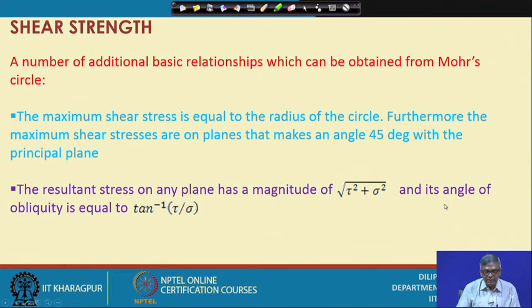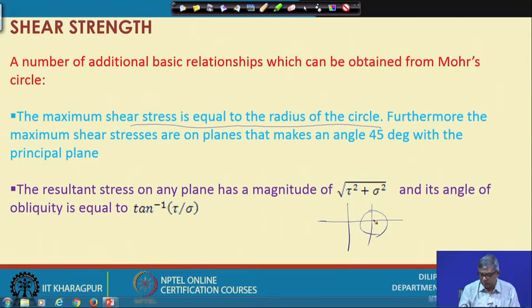And a number of additional basic relationships can be obtained from the Mohr circle. You can see the maximum shear stress is equal to the radius of the circle, as I have shown here. This is the maximum shear stress, this is nothing but the radius of the circle. Furthermore, the maximum shear stresses are on planes that make an angle of 45 degrees with the principal plane. So if this is a principal plane and this is a plane of maximum shear, this angle is 90 degrees. So in the actual element it will be 45 degrees.